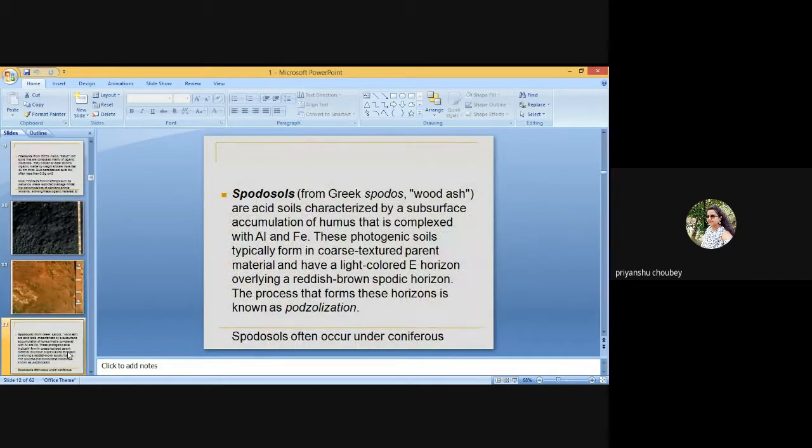Spodosols, from the Greek spodos, are acid soils characterized by the subsurface accumulation of humus that is complexed with aluminum and iron. These podzolic soils typically form in coarse-textured parent material and have a light-colored E horizon overlaying a reddish-brown spodic horizon. The process that forms this horizon is known as podzolization.